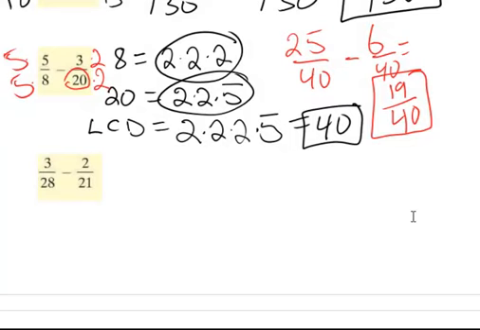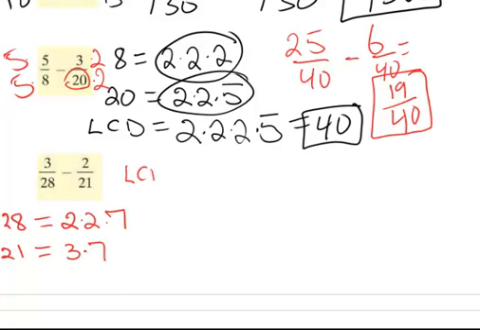All right. Let's try this next one that I have here. 28 and 21. All right. So I'm going to write it over here where I have a little bit of room. 28 is 2 times 2 times 7. 21 is 3 times 7. So my LCD here, I need two 2's. I need the number 3 and I need the number 7.